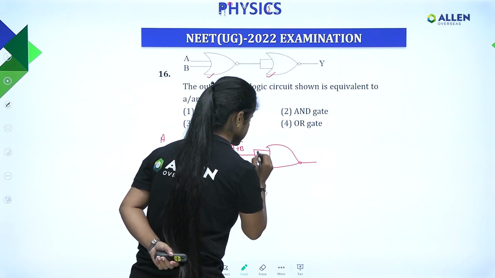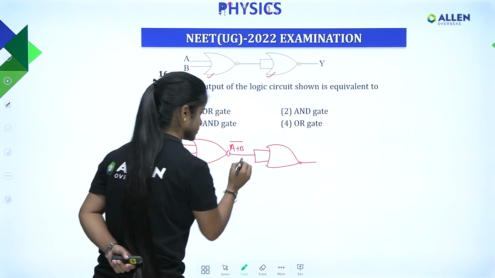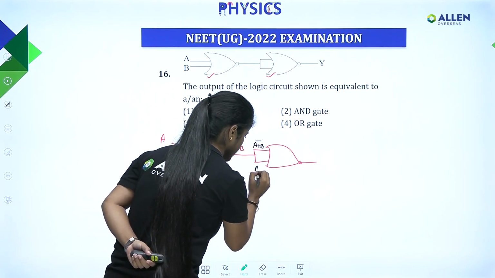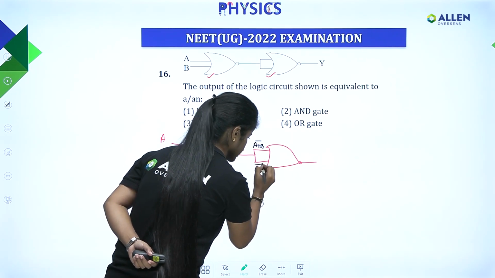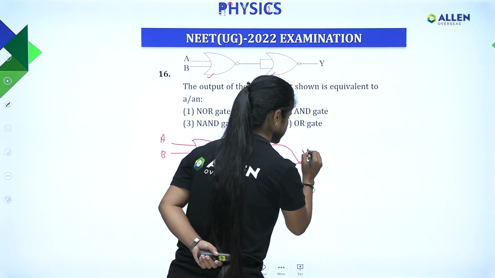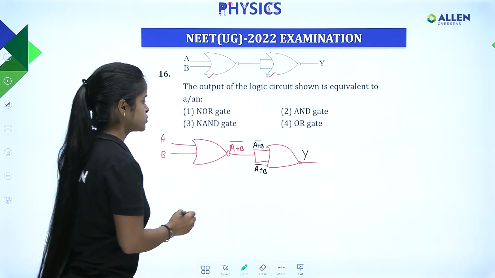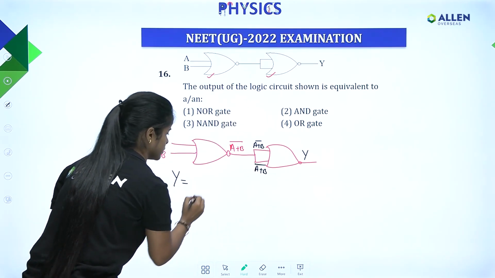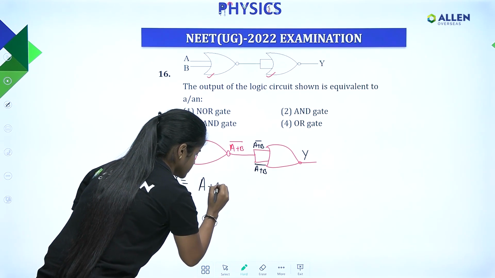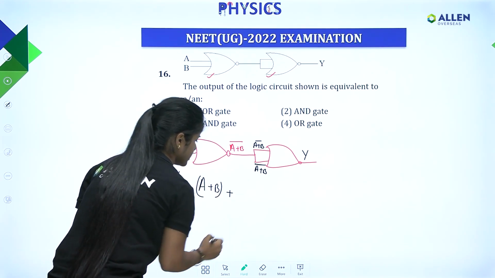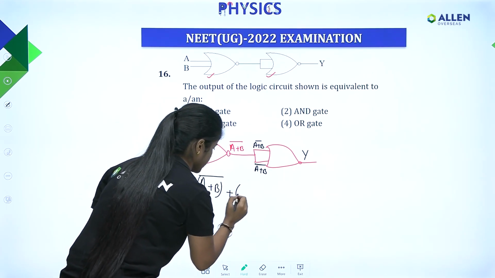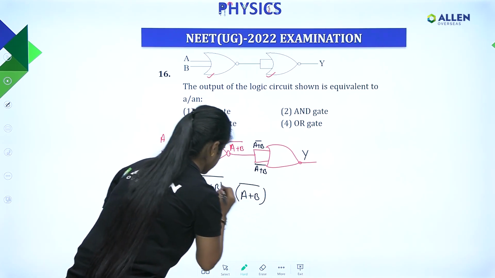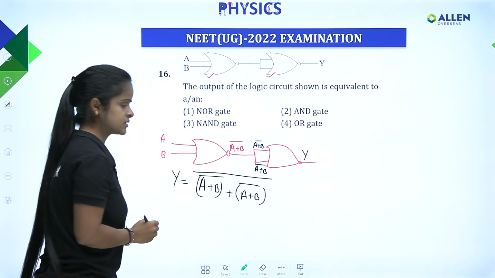So in this situation, what you are going to find, it will be (A plus B) bar here and (A plus B) bar here, right? So here this will be Y, right? So Y will be equal to (A plus B) bar plus (A plus B) bar, whole bar. Is it clear to everyone?